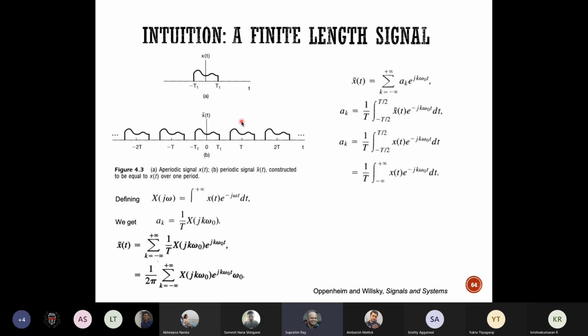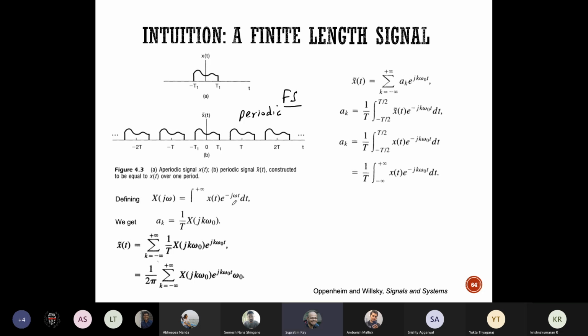So I'm looking at the continuous and periodic signal here. I have got a signal x(t), which is only between minus T1 and T1. So I am going to make copies of that and make a periodic signal out of this. So this is a periodic signal. And because it's a periodic signal, I can take its Fourier series.